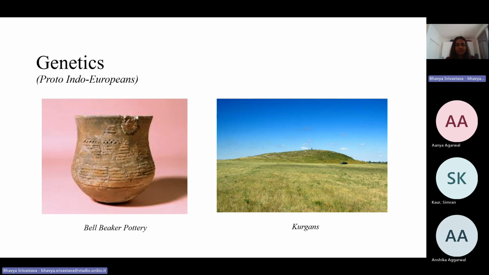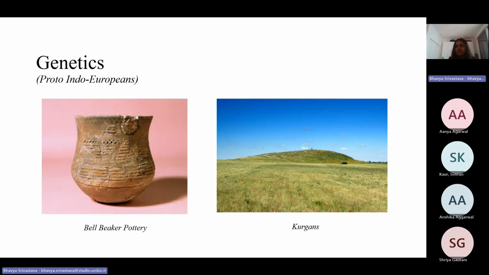So yes, morphology is different, but morphology cannot tell us a lot about an individual. But then I also discovered a distinct sort of pottery, the bell beaker pottery, present in the burials. I also see that the burials are not similar to those that would have existed 6,000 or 7,000 years ago, because 5,000 years ago, the burials that I see are in the form of these mounds. These are called kurgans.